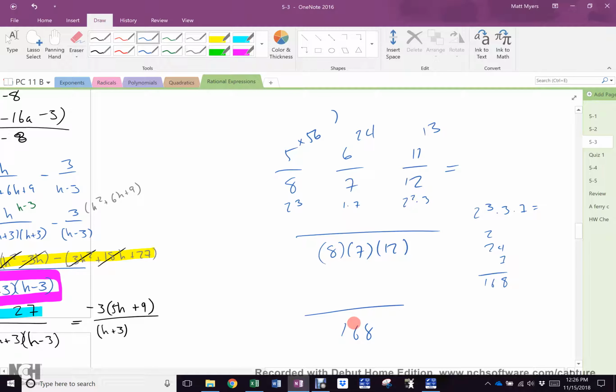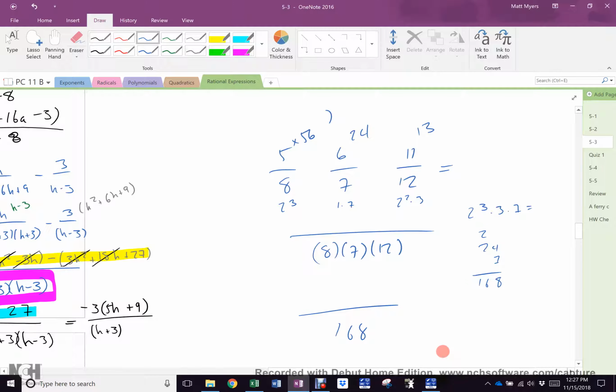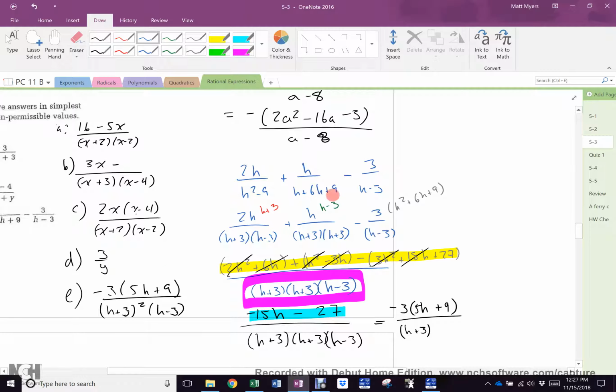Now, the only reason I do this is because it's really hard to find the lowest common multiple when it's polynomials, right? When it's 8, 7, 12, you can do the math to find 168. But you also remember that you could just do 8 times 7 times 12 and still get the right answer. So in this case, rather than factor everything out and try to multiply all these three things together, which would have been h plus 3, h plus 3, h minus 3, I could have multiplied all that together and gotten the crazy polynomial that would be that bottom.